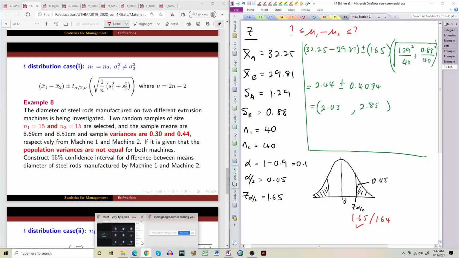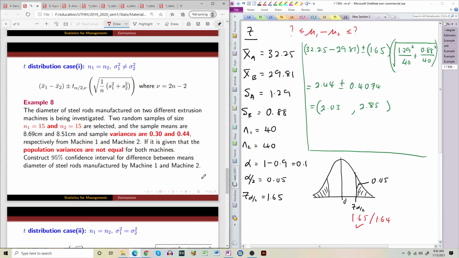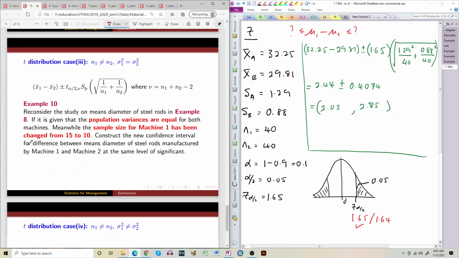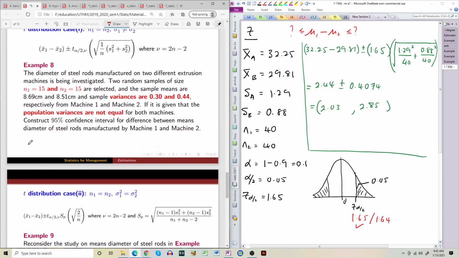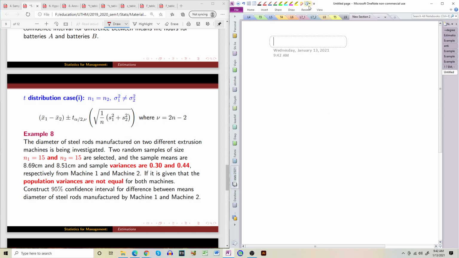Now we are going for the next case. This is the one in 2 populations. The one I covered in this syllabus for the Z case is the only case. After this, there are 4 cases, 1, 2, 3, 4. All these 4 cases, we have to use the T table. Okay, T table.